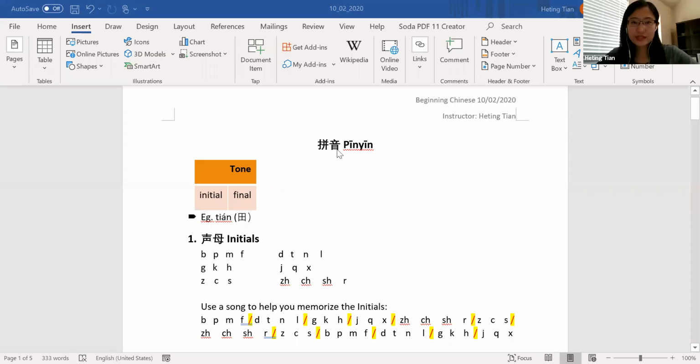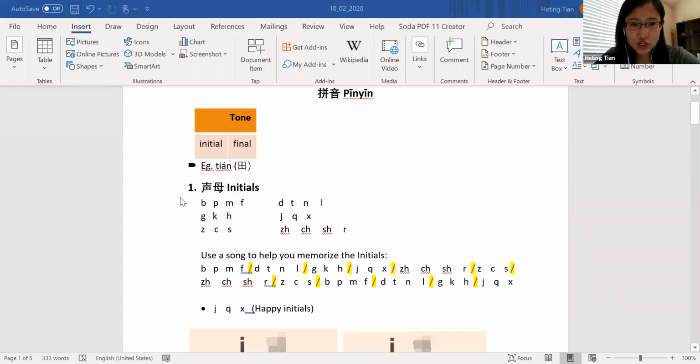Let me share the screen. Okay, I hope you can see my word file. Pinyin. This is a very important system to help you pronounce Chinese properly. Pinyin has three parts: tone, initial, and final. For example, my last name is Tian, T-I-A-N, and the second tone, that's Tian. Remember that the tone should be added on the top of the final.